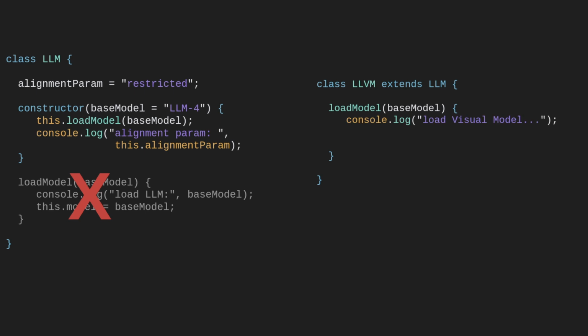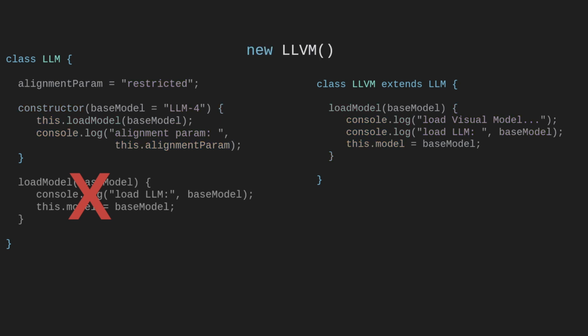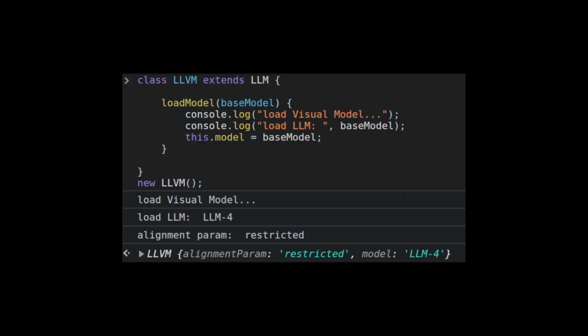In the loadModel method, we are going to load our visual model, and then we will replicate the behavior of loadModel of LLM. So what's going to happen when we create an LLVM object is that the constructor of LLM will be called, and it will call the loadModel method of LLVM, and then continue its execution. We can verify this behavior in the console by noticing the presence of logs: load visual model, load LLM, and alignment param. But we did something dirty. Here, we shamelessly copy-pasted the content of the loadModel method of LLM instead of using it.